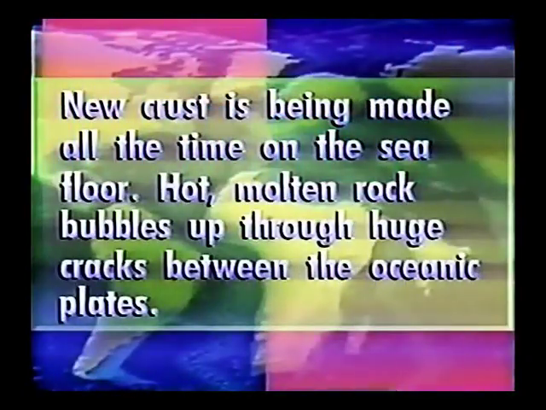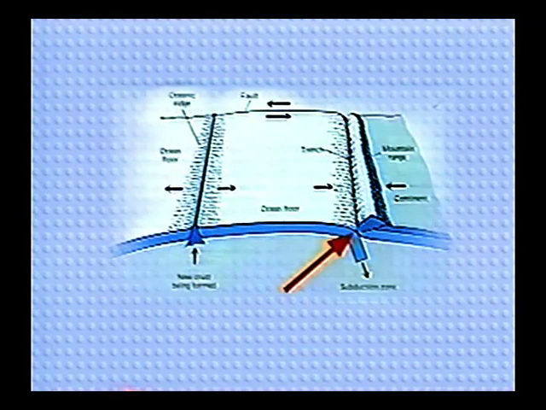New crust is being made all the time on the seafloor. Hot molten rock bubbles up through huge cracks between the oceanic plates. In other places on the seafloor, the plates slide over each other.